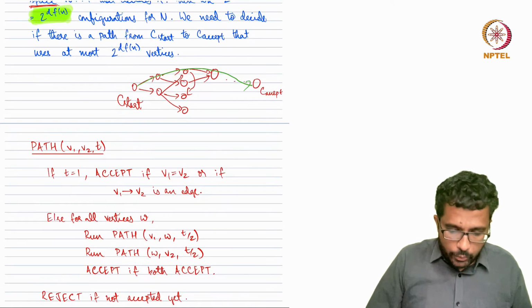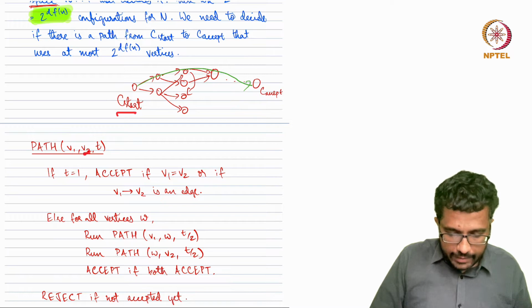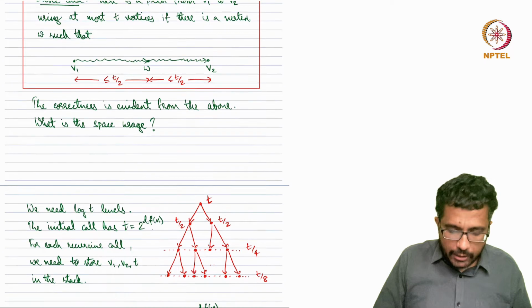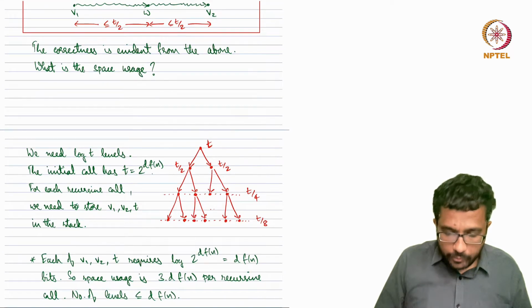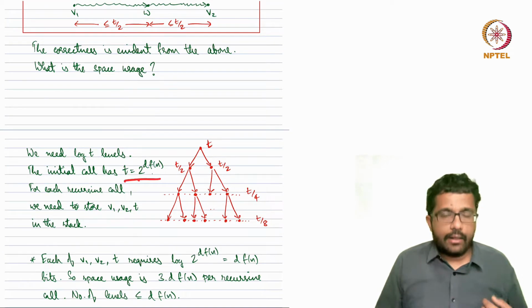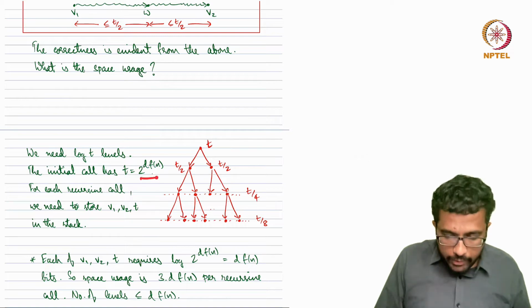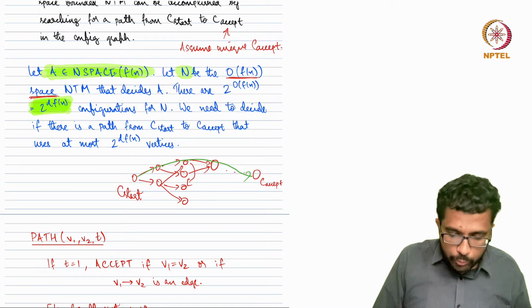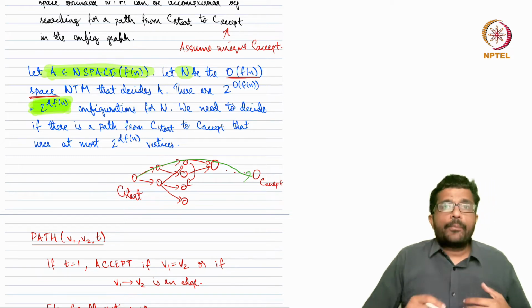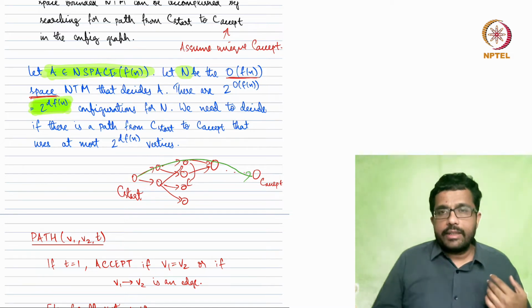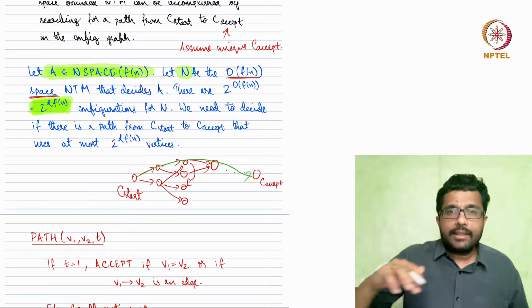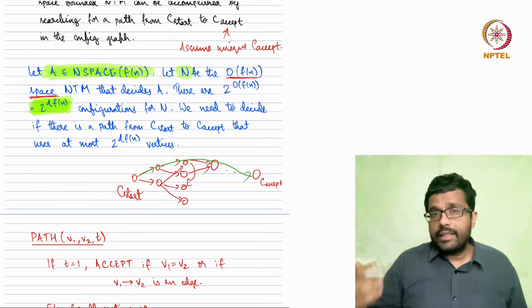So v1 is c start, v2 is c accept, and t, we set t to be the total number of vertices, right? Because this is a graph and it has 2 power dfn vertices. That's by assumption. So if there is a path from c start to c accept, there has to be a path of at most 2 power dfn vertices, because that is the total number of vertices. If there is a path, there is a path without reusing any vertex, right?